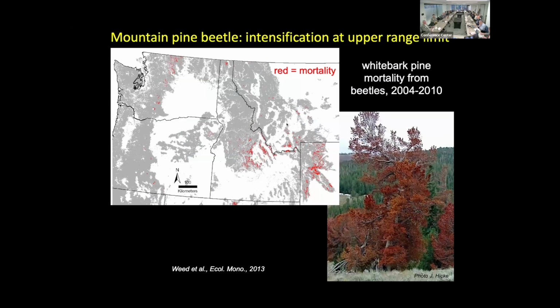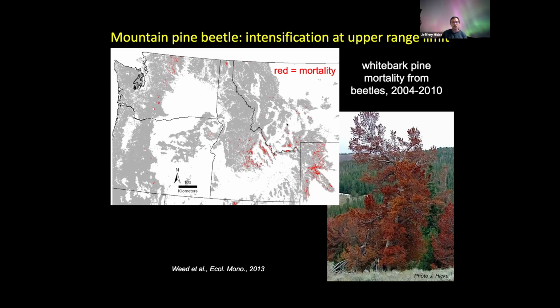In addition, the mountain pine beetle has been intensifying at its upper range limit. Whitebark pine is a suitable host, and that occurs at the highest elevations in the Northern Rockies and in Canada. Outbreaks in the past have been recorded, but during the mid-2000s, there was extensive mortality, as shown by this map. The red areas are areas of mortality caused by mountain pine beetle in whitebark pine.